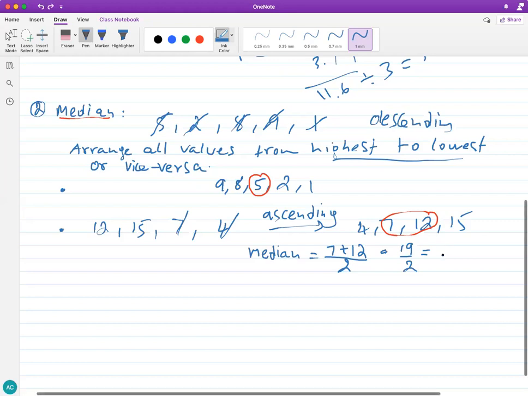If you divide 19 by 2, it's 9.5. Yeah, 9 and 9 is 18, and half is 1, that's 19. So 9.5. Okay, so that's the median of the two.